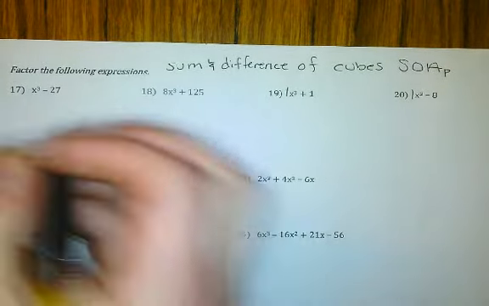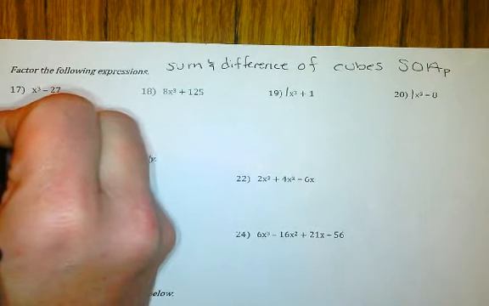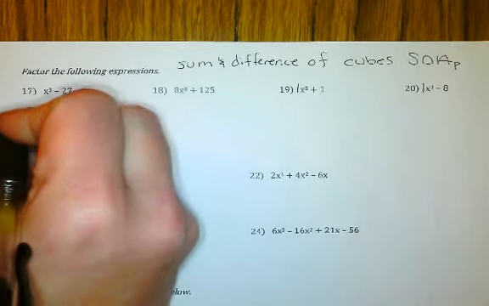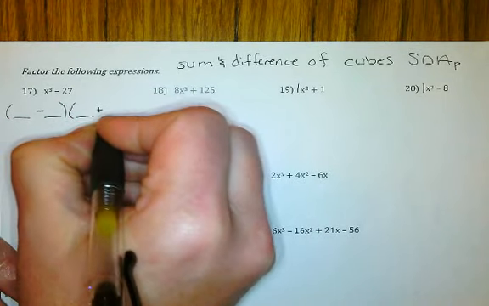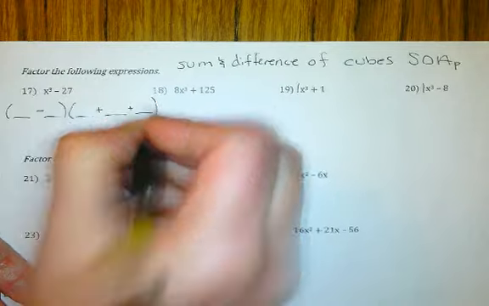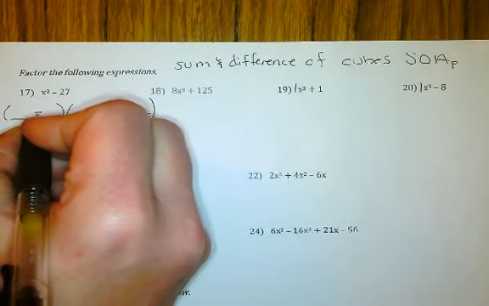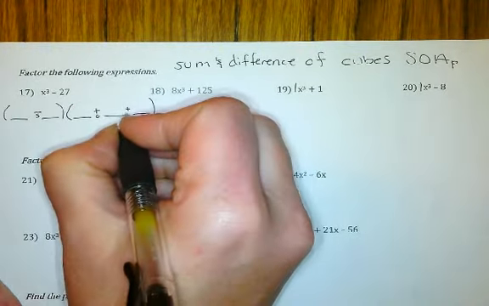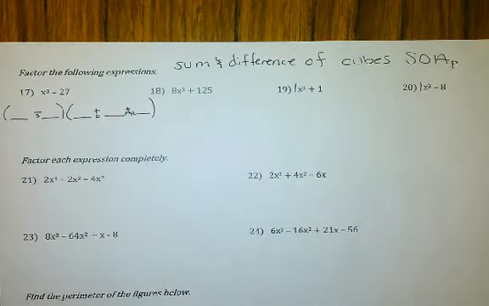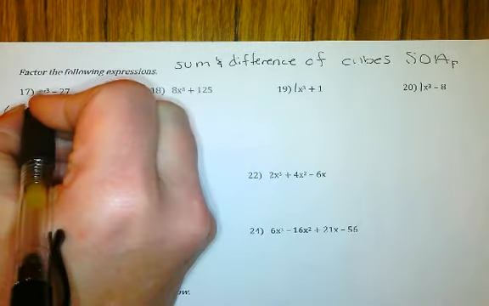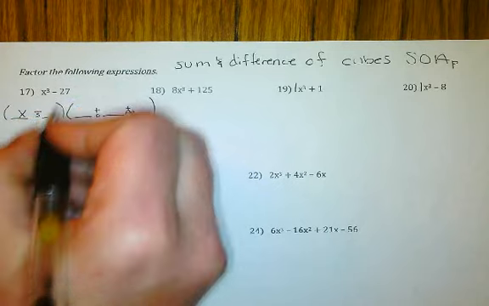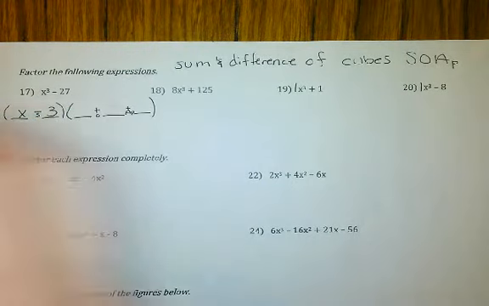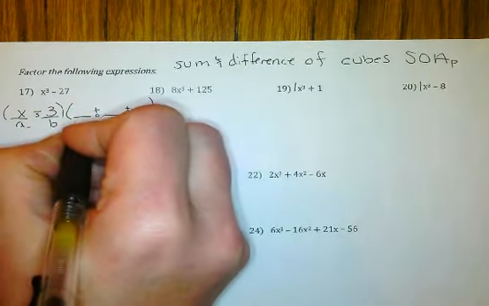They're all perfect cubes. So if I set up the pattern, for instance on 17, I'm going to have the same sign, then I'm going to have the opposite sign, and the last one is always positive. So SOAP. Same, opposite, always positive. Alright, so now I'm going to take the cube root of these. The cube root of x cubed is x, and the cube root of 27 is 3. So that's my A and my B.